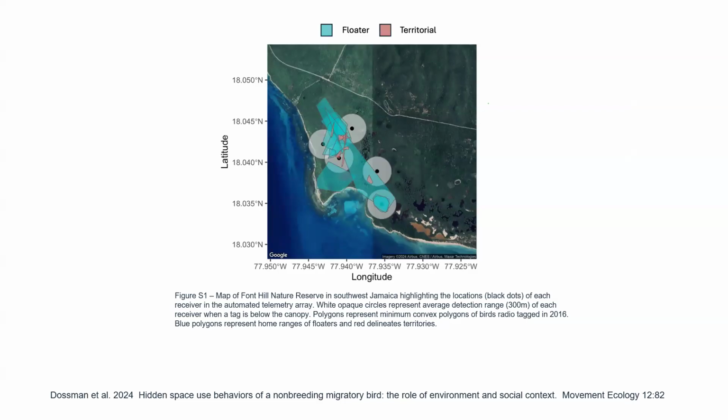So, for example, the redstarts in Jamaica have been such a great model species. And here they are again, Dossman et al. deployed omnidirectional antennas with a range of about 300 meters, shown by the gray circles, to detect the presence of redstarts across parts of this 40-hectare area. And we're able to distinguish between territorial individuals and floaters in this way.